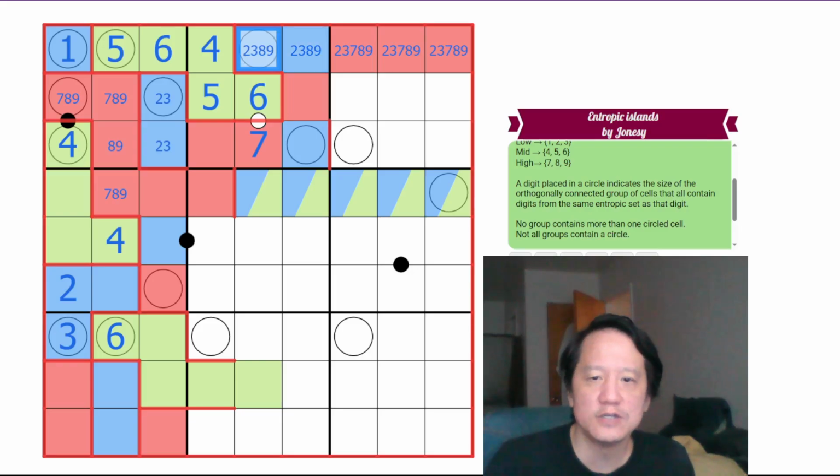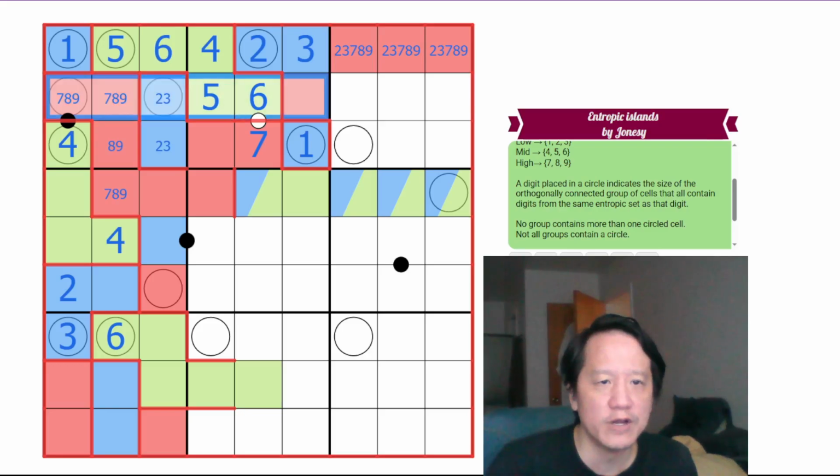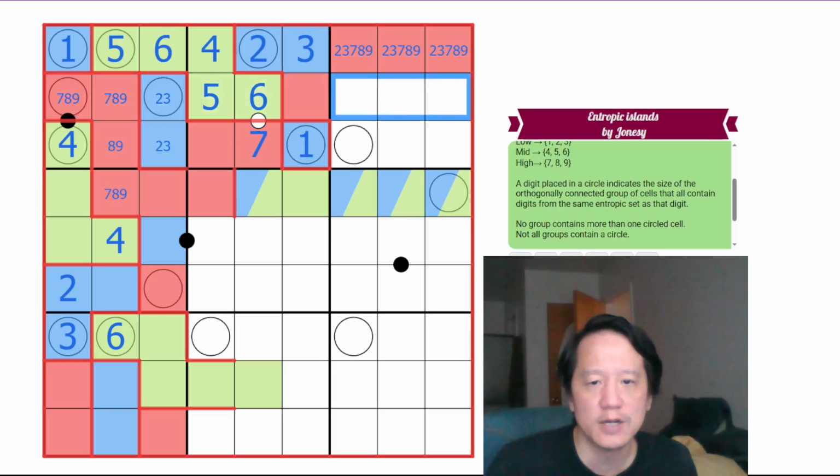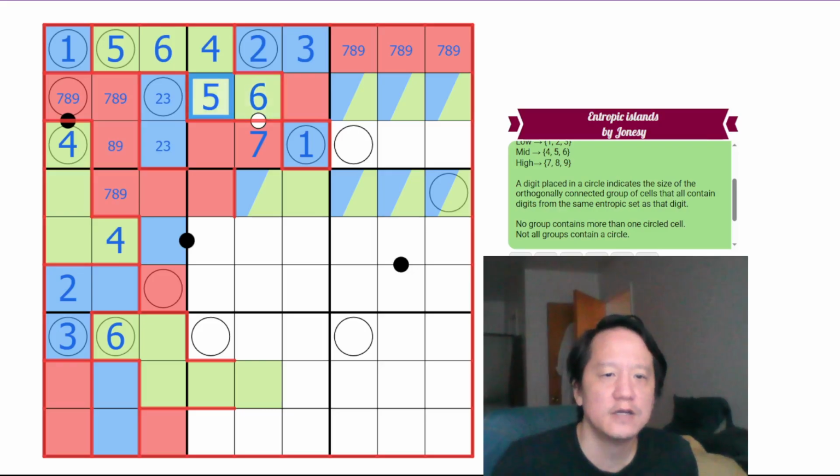So then this is an entropic island of size 2. So that's 3. This is 1, because that's the only remaining low in the box. So that's done. So this cannot be blue. It's green. This can't be blue. We have 3 reds in row 2. So this cannot be red. They are low or medium. This is not 2 or 3. It's 7, 8, and 9.